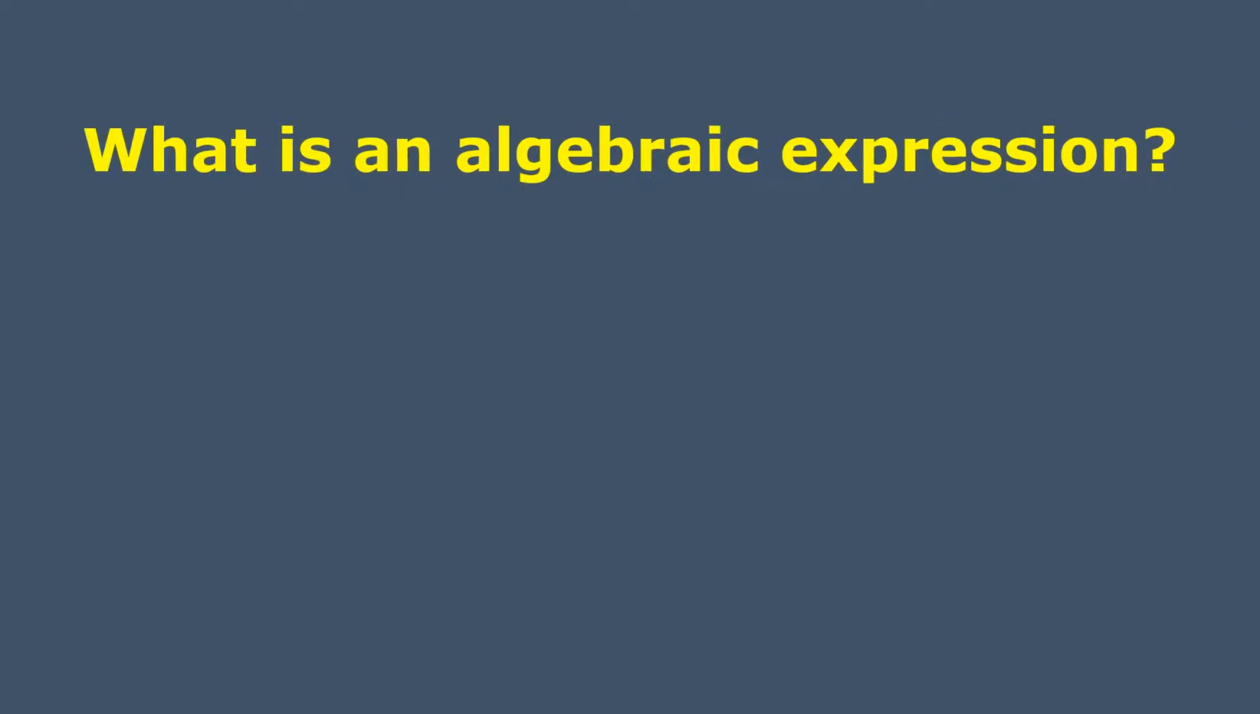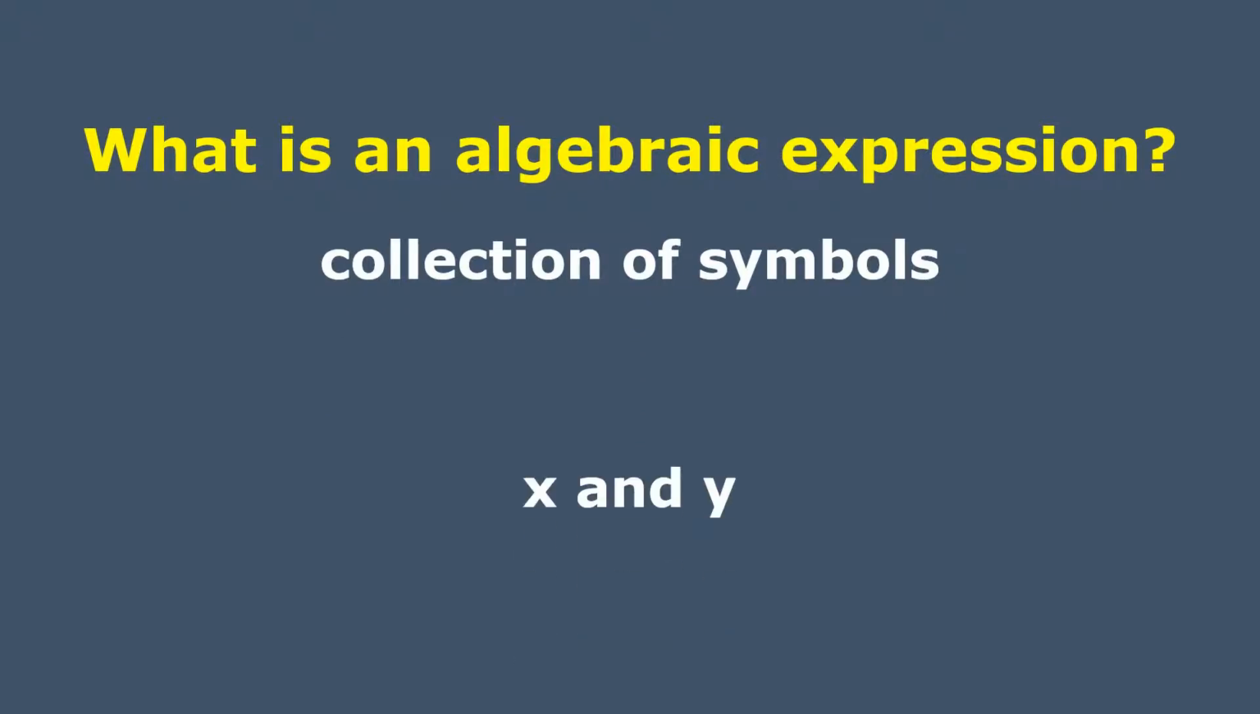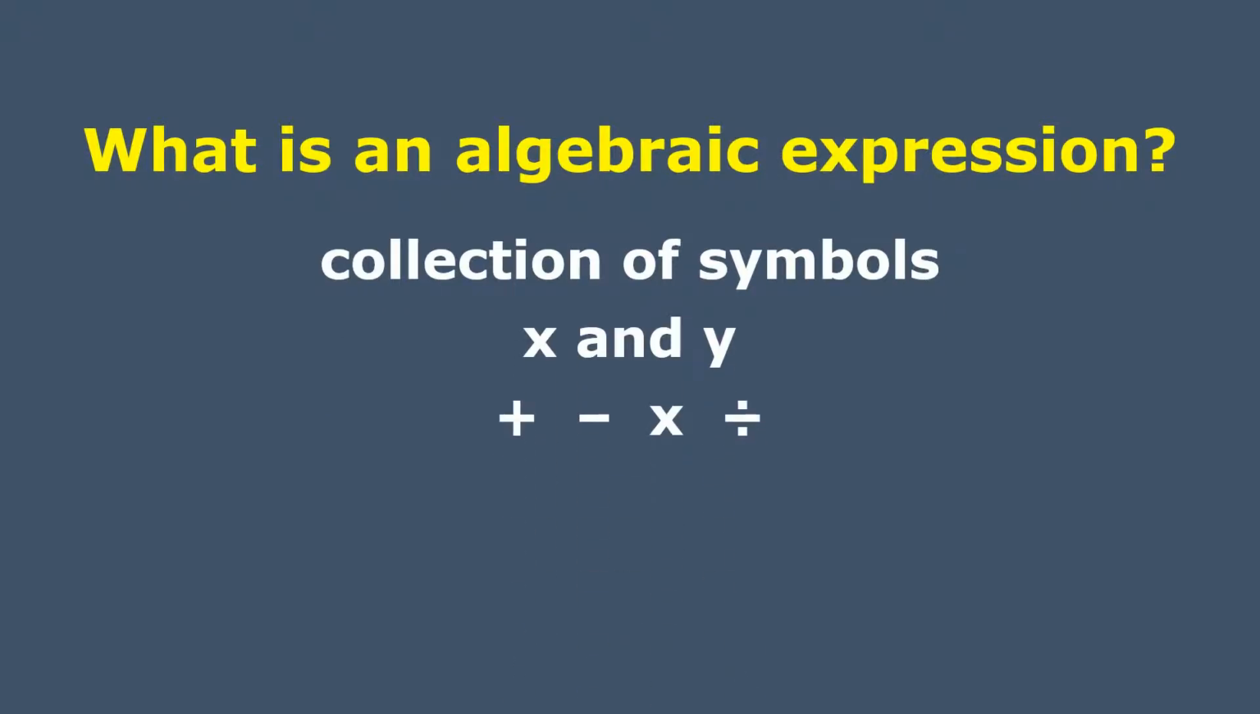What is an algebraic expression? An expression is a collection of symbols, usually x and y, and operations, such as the plus, minus, multiply, and divide sign. It can also contain numbers. Expressions are important and occur everywhere in mathematics. They can be simplified to as few parts as possible, making them easier to understand.